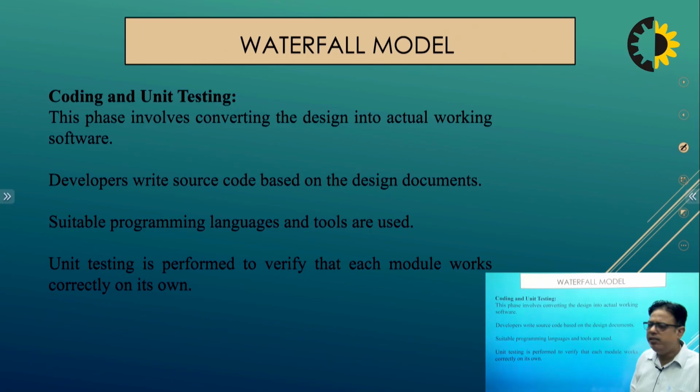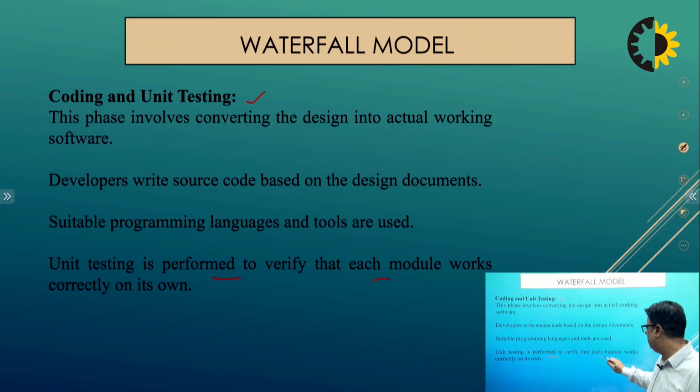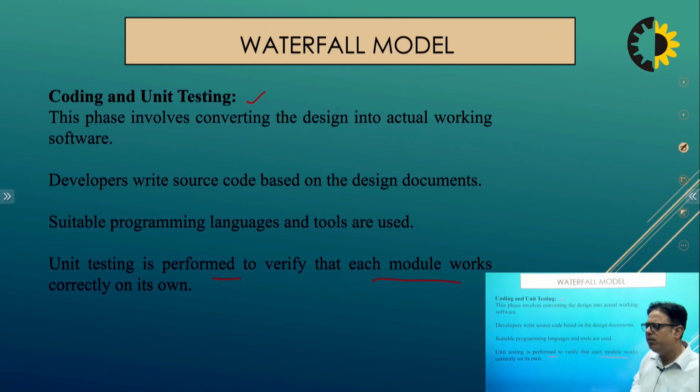Now, the next phase is coding and unit testing. Basically, this phase involves converting the design into actual working software. Developers write source code based on the design documents, using suitable programming languages, tools and technologies. Unit testing is performed to verify that each module works correctly on its own. Unit testing means module-wise testing.